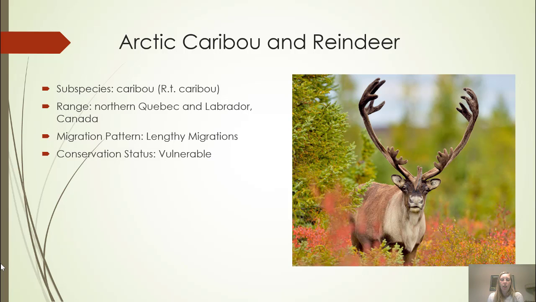And then finally are the caribou, which are found in northern Quebec and Labrador of Canada. So these southern parts of Canada, the two we talked about at the start were found in northern Canada. They have the lengthy migrations that you hear about, some of the biggest migrations ever seen in North America. They are a vulnerable conservation status as well, a little more abundant. But these are some really cool animals, and this was an interesting study to read about.